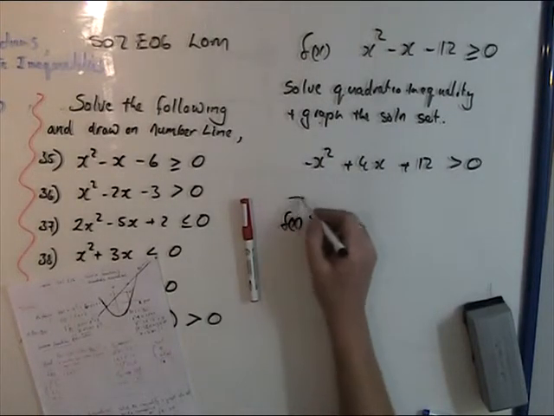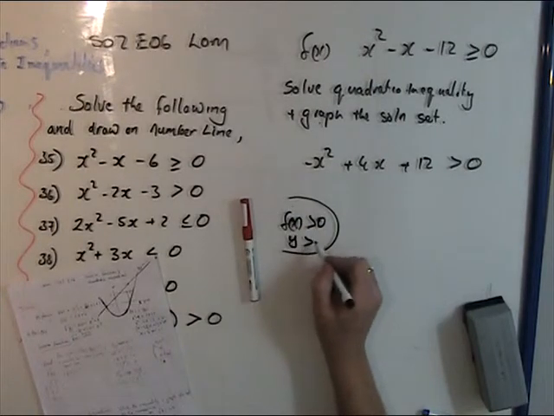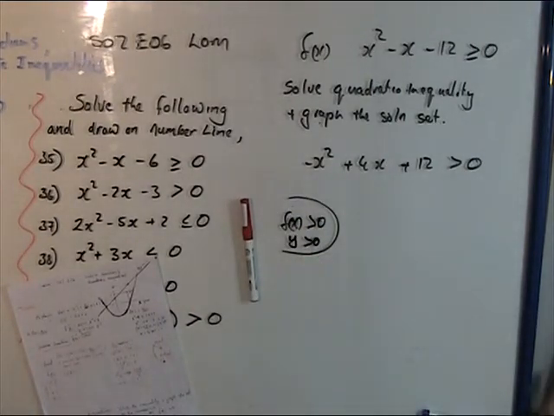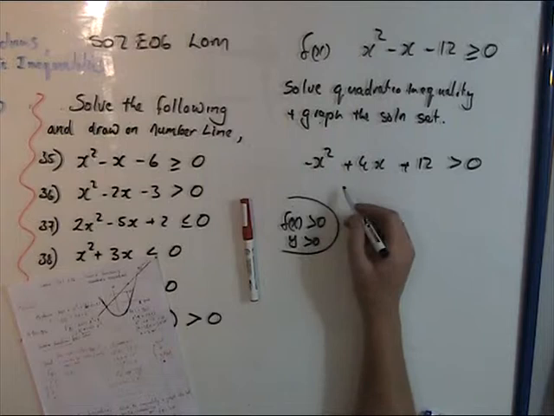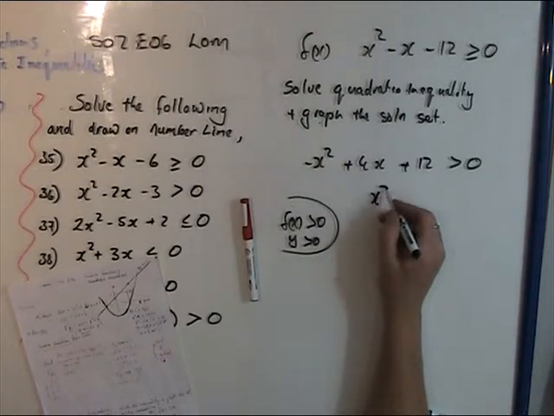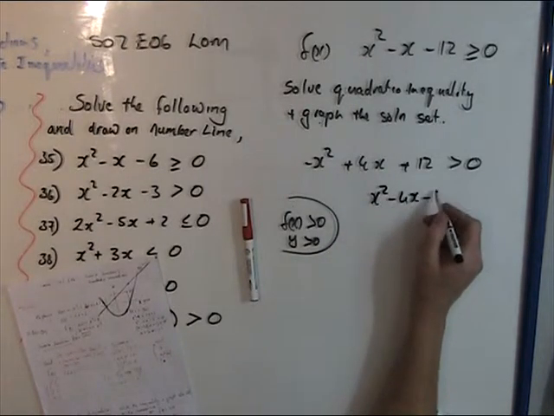Alright, so now we're doing this relating to y. Where is y greater than 0? Okay, so to solve this I need to multiply everything across by a minus. So I'll multiply everything across by a minus: x squared minus 4x minus 12.